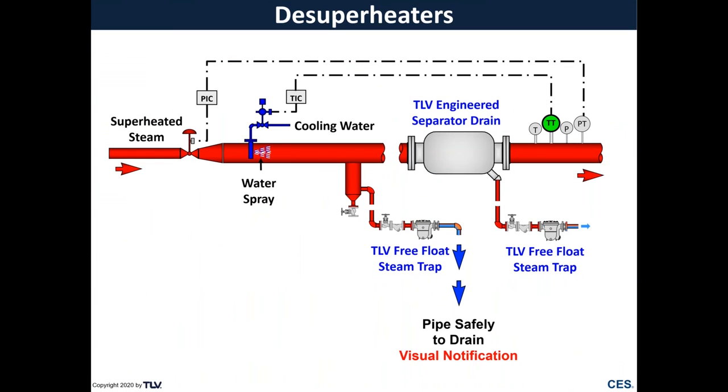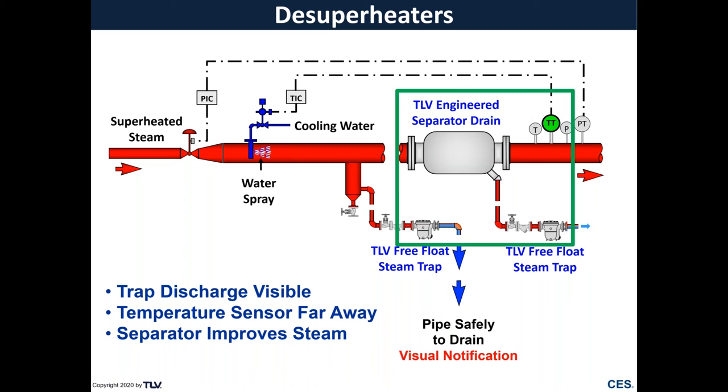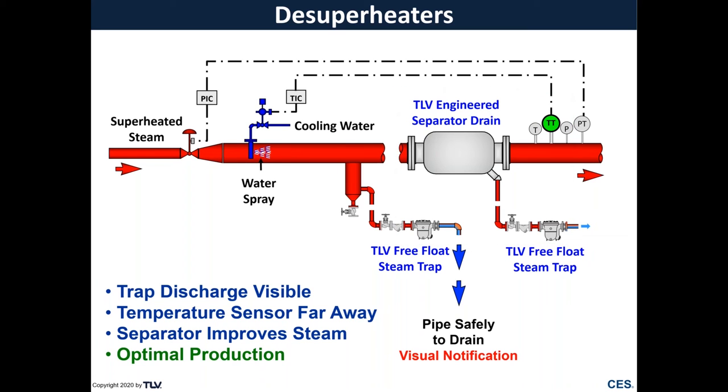A more effective desuperheater station would have a downstream CDL with a trap pipe to atmosphere that could give visual indication of the condensate load near the desuperheater. Also, a temperature sensor placed farther downstream at a point where effective mixing of steam and water has already occurred, and the addition of an engineered separator drain to remove any entrained moisture droplets that have not fallen to the bottom of the pipe. This combination could lead to optimal production for the plant.